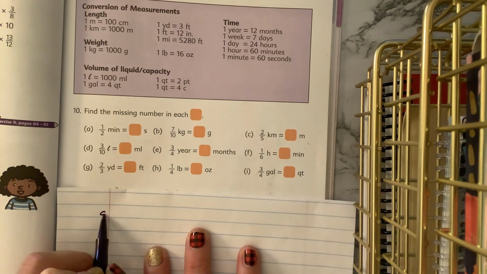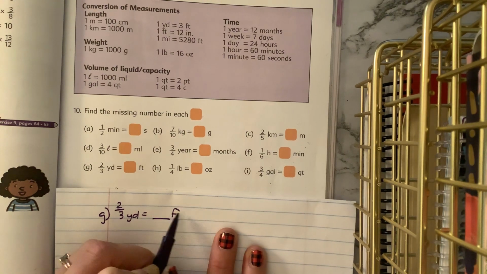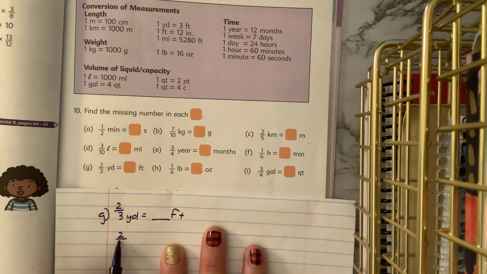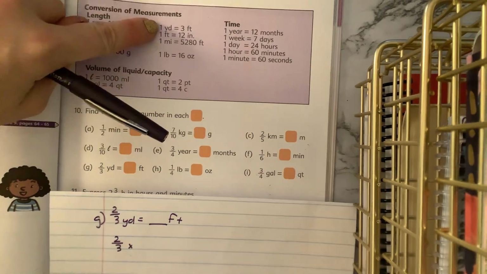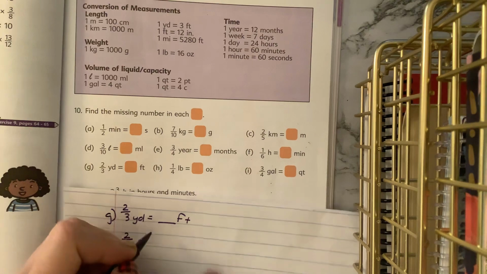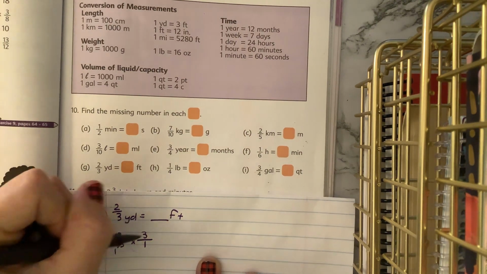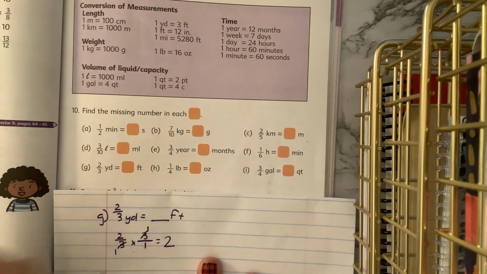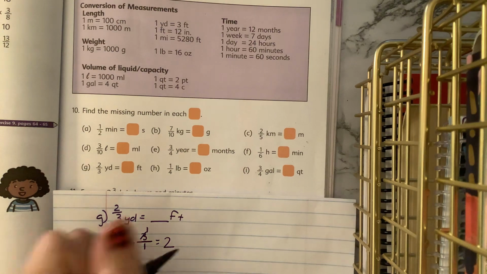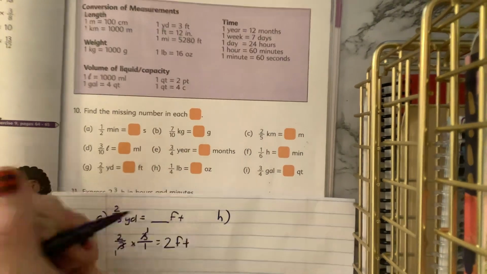All right, G. 2/3 of a yard equals how many feet? So we multiply by what? What is our conversion factor? 1 yard equals 3 feet. So we multiply by 3 over 1. We can simplify in advance. Now we multiply. 2 times 1 is 2. 2 what? 2 feet. If you did not have feet, make sure you add that. You want to do that on your homework as well.